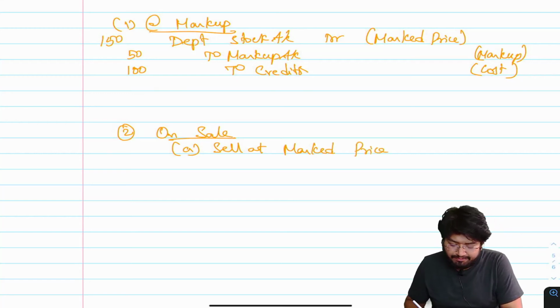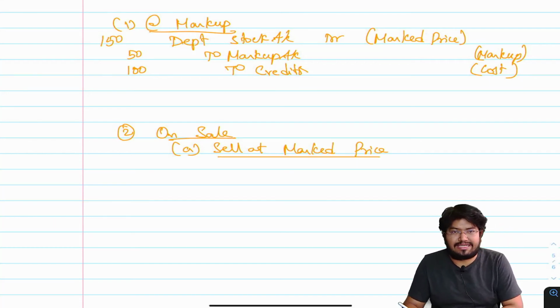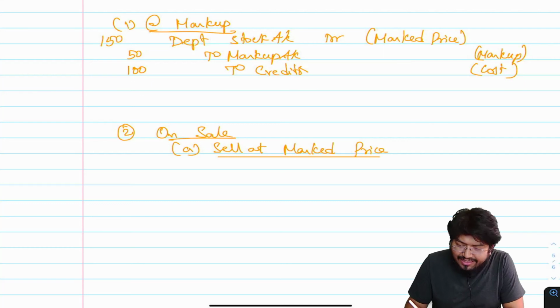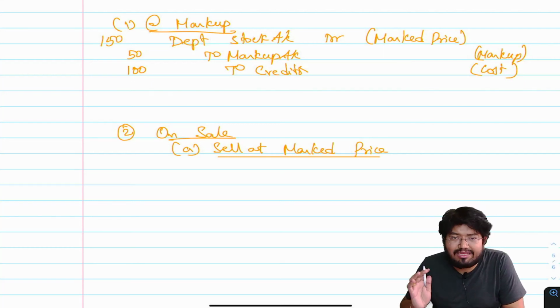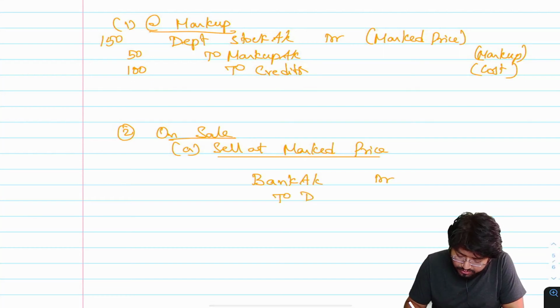Okay, if you are selling at marked price, that means the department is selling at exactly the same price which you sent them, in which case what would the entry be? You would receive cash and give away the goods. So in such case, bank account debit to department stock account, it's going to be 150 and 150.